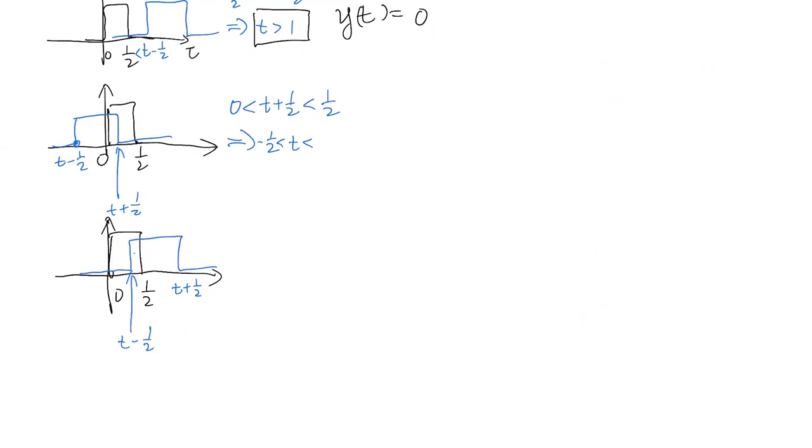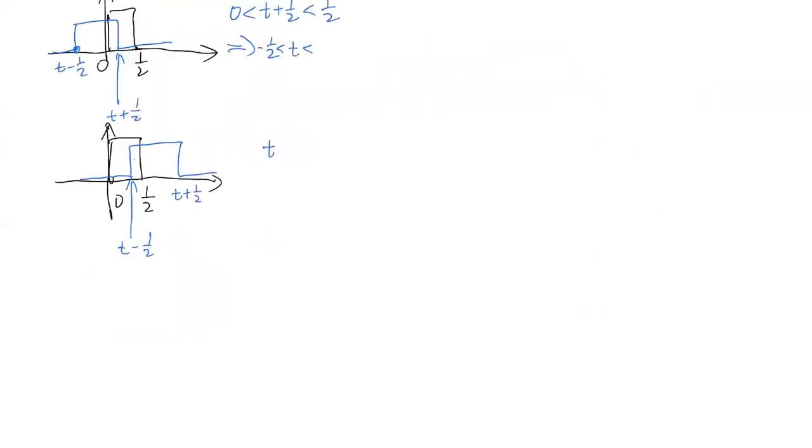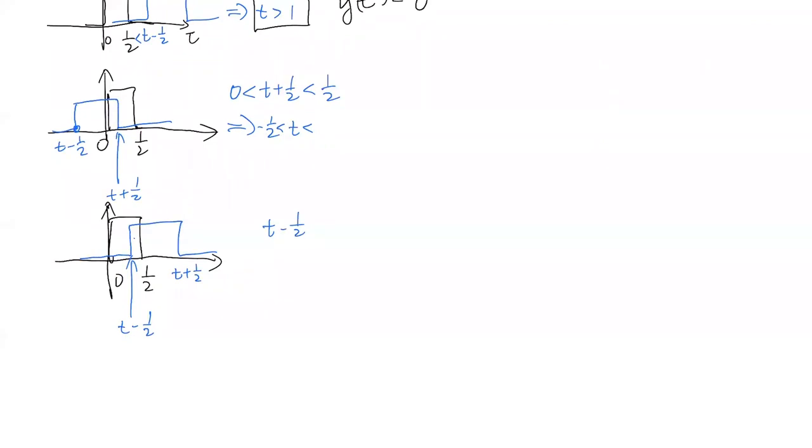Okay, so that's right, t minus half greater than 0, less than half. Which leads to t greater than half, less than 1.